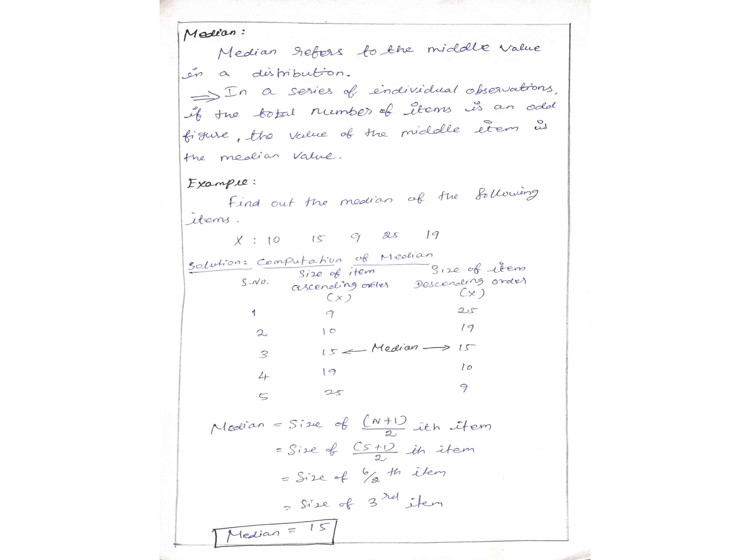First, we arrange the data in ascending order or descending order. We prepare a table: first column serial number, second column size of item in ascending order, and third column size of item in descending order. Here the middle value, that is the median value, is 15. Otherwise, we can use the formula: median is equal to size of (n plus 1) divided by 2th item. Here n value is 5, so size of (5 plus 1) divided by 2th item, that is the size of the third item. Here the third item is 15. So the median value is 15.